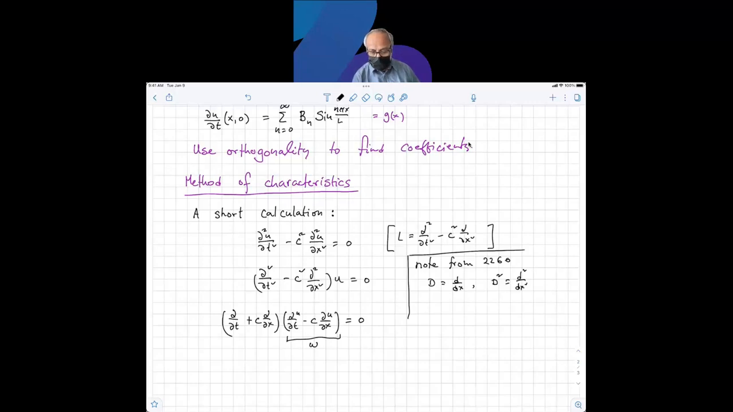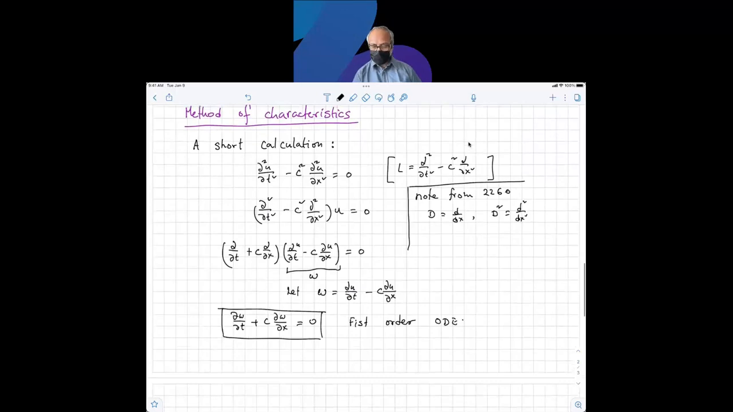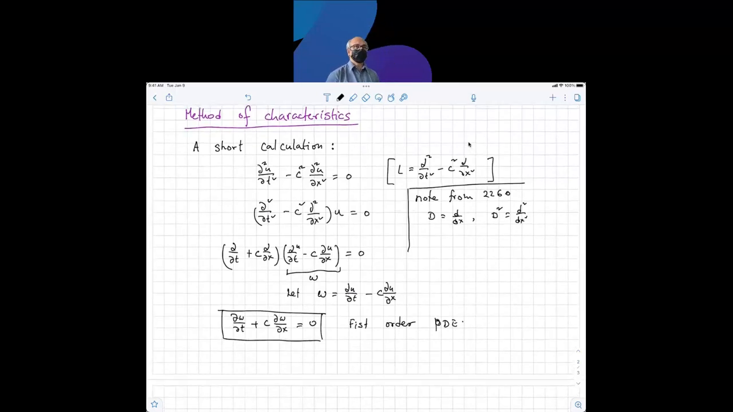How about you think of this as w? So then I can push it back to the left part. So then this is a first order PDE.